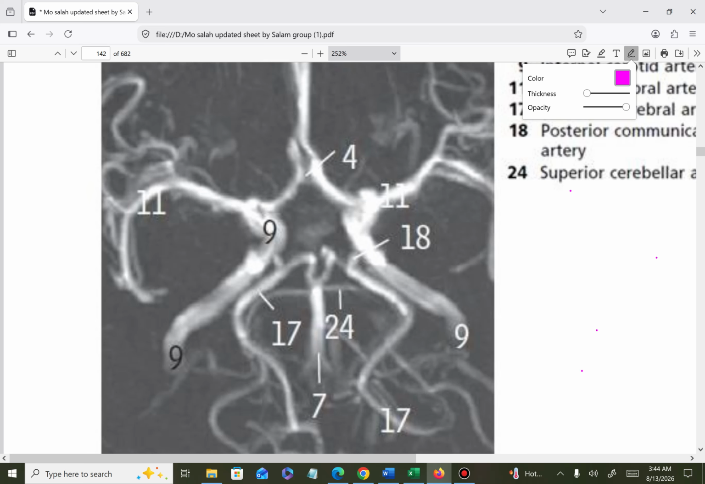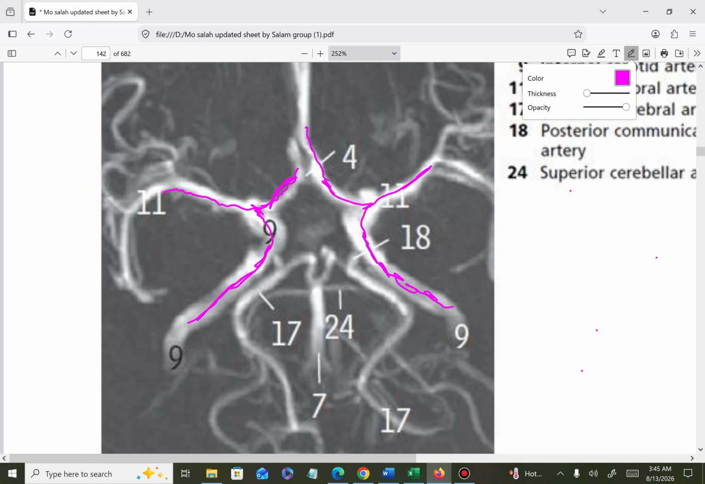Okay, so you can see on the 9 number, this is the internal carotid artery. It forms the anterior part of the anastomosis. The internal carotid artery terminates into two branches. This one is the anterior cerebral, and this one on the 11 number is the middle cerebral artery on each side. Okay, so the internal carotid artery terminates into the anterior cerebral artery and the middle cerebral artery.